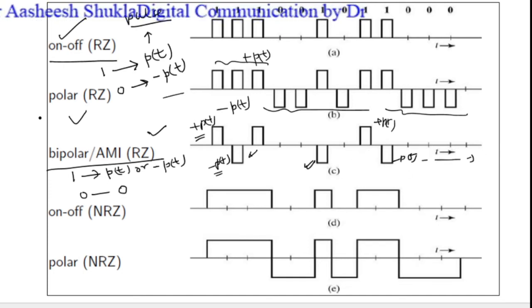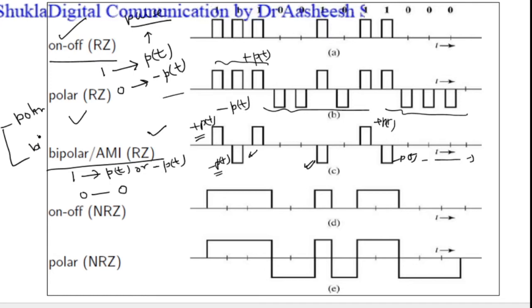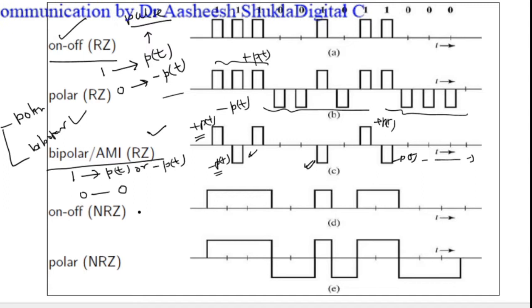So this is the concept for bipolar RZ, also known as AMI, alternate mark inversion code. I have already told you that these codes can be normally seen in three categories. One is polar, the second is bipolar, and the third is split phase. We will see an example of split phase also. Again, this category is of non-return to zero codes.